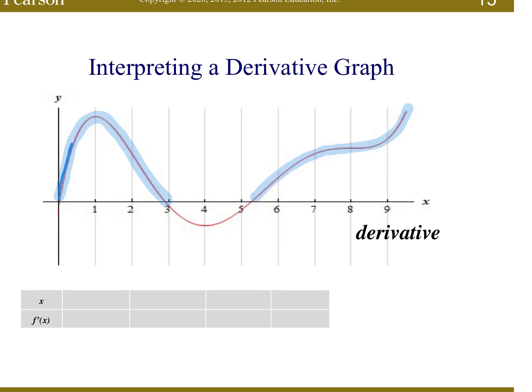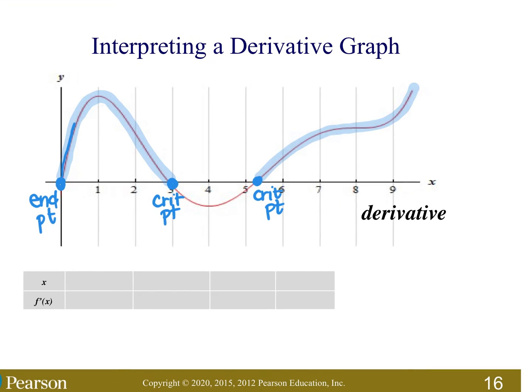A derivative graph, the most important parts are the endpoints and the critical points. Okay, so the same question you just asked yourself: endpoints, do I have any? Yes. Critical points, do I have any? And the critical points are here. This is how you read a derivative graph. So then you're going to split up your chart according to the endpoints and the critical points.